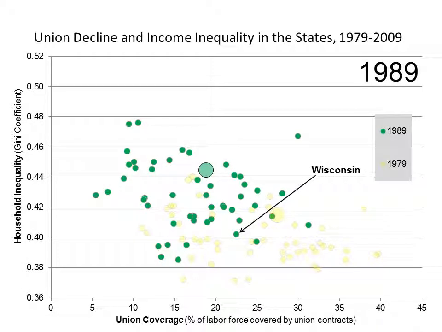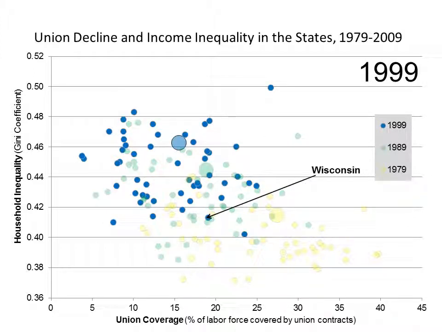Over the next 10 years, there was a profound shift towards lower union coverage and greater inequality. Nationally, union coverage fell under 19% and inequality worsened. State ranks still varied, but moved in the same dismal direction. Between 1989 and 1999, we see the same pattern, declining union coverage and rising inequality, although neither changed quite as dramatically.